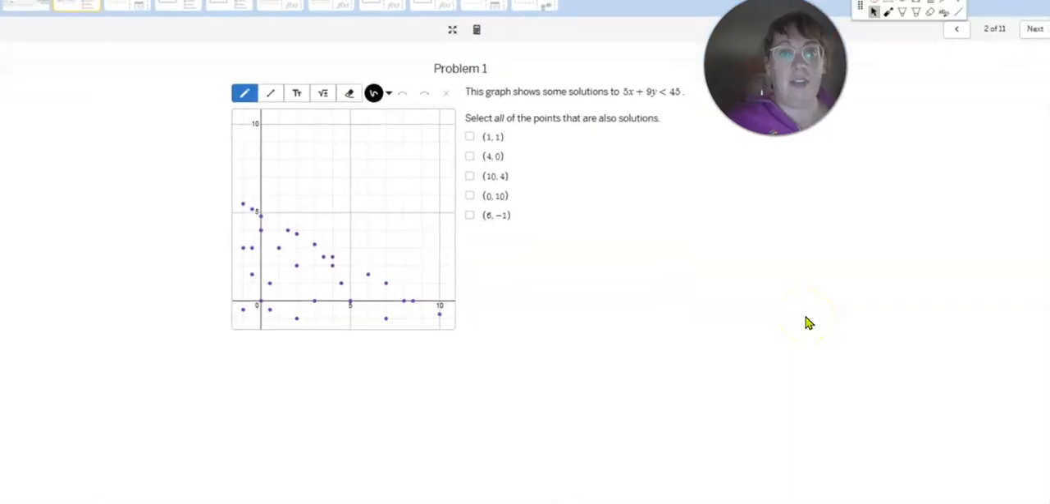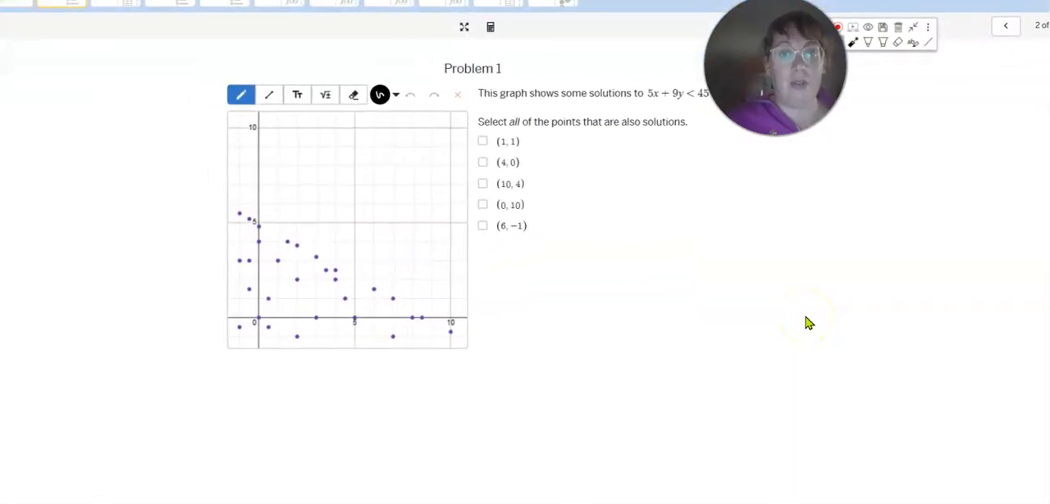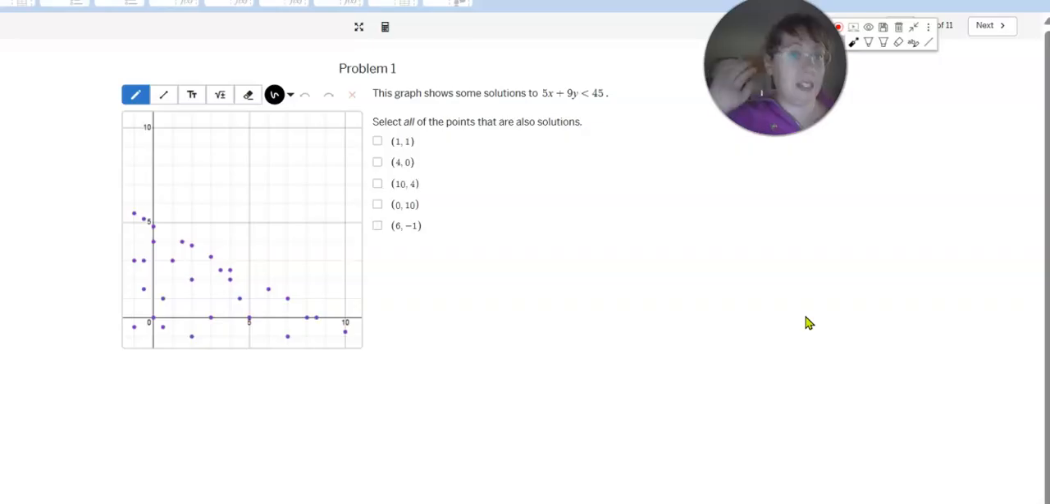It says this graph shows some solutions to this inequality, and we want to select all the points that are also solutions. So we have 1, 1, which is going to be here. Definitely in the solution. It's in the blob area, so we want to select that one. 4, 0 would be here, also in that solution set, surrounded by solutions.